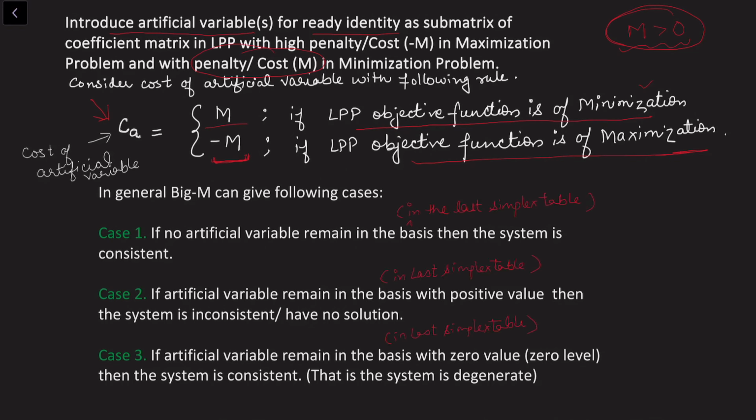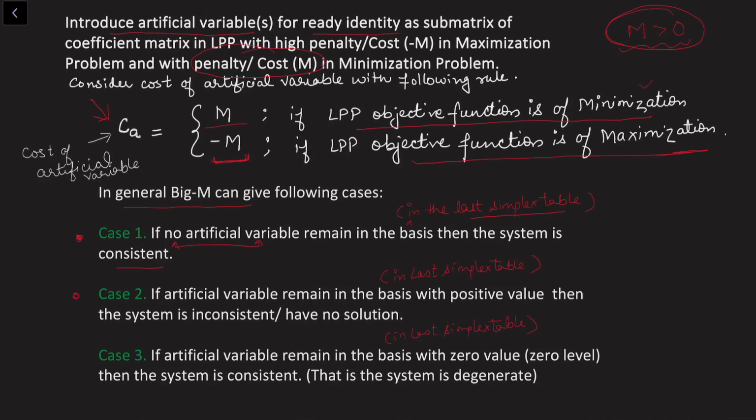So in general, the Big M method can give the following cases. The first case is if no artificial variable remains in the basis. When I say in the basis, that means in the last simplex table, when we have performed the entering and leaving criteria, then the system is called consistent. If there is no artificial variable, that means we are working with the original decision variables, including slack and surplus variables, and hence the system gives us the feasible solution, and we can always find the optimal value.